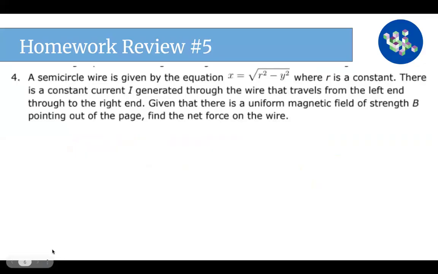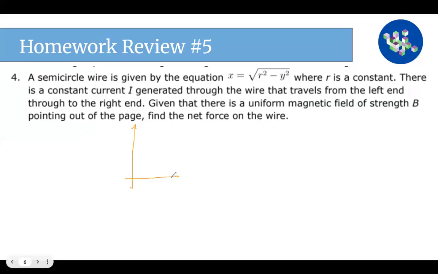A semicircle wire is given by the equation x equals square root of r squared minus y squared, where r is a constant. There's a constant current I generated through the wire that travels from the left end to the right end. Given that there is a uniform magnetic field of strength B pointing out of the page, find the net force on the wire. I'll just quickly go over the gist of the problem, but I won't go into the specific calculational details because it's pretty similar to the first problem we did.